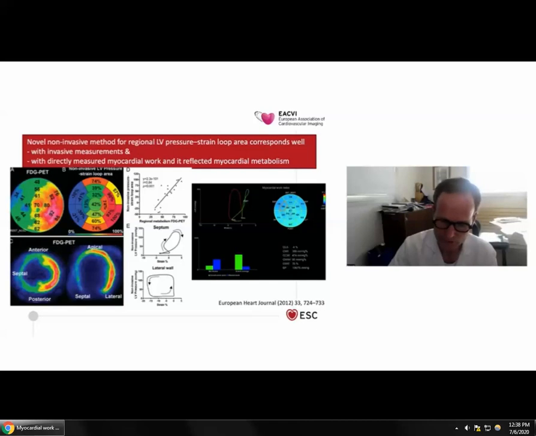And as has been shown previously, it is clear now that there is a link between the myocardial metabolism and the myocardial work. And you can get this globally, but also regionally, as you see for this patient with hypertrophic cardiomyopathy, but also as you can see in patients with ischemic heart disease. So you can use this capability of regional myocardial work to get close to the myocardial metabolism and to check for the presence of fibrosis or ischemia in a segment.